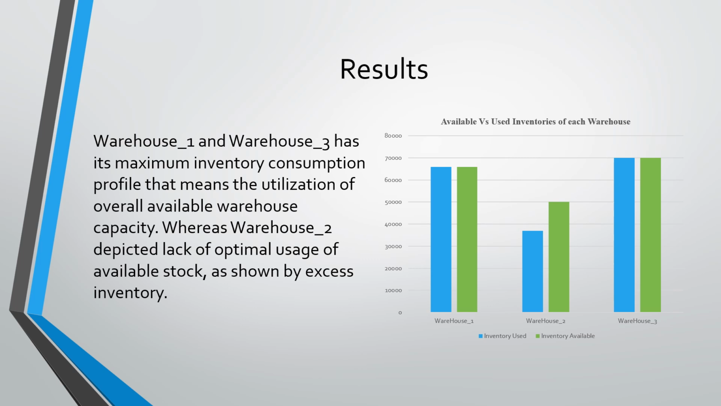Warehouse 1 and warehouse 3 have the maximum inventory consumption profile, meaning full utilization of the available warehouse capacity, whereas warehouse 2 showed a lack of optimal usage of available stock, as shown by the excess inventory. You can see in the graph on the right the availability versus used inventory of each warehouse.